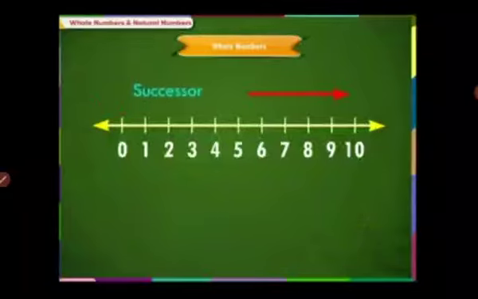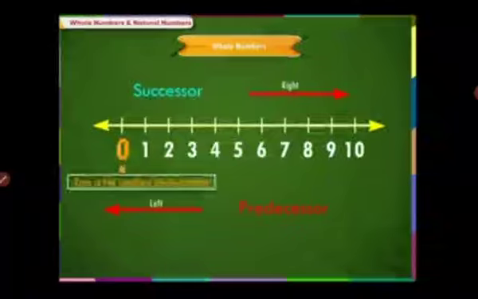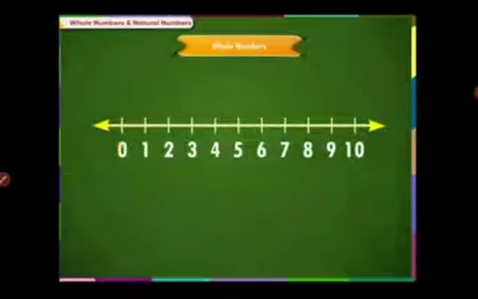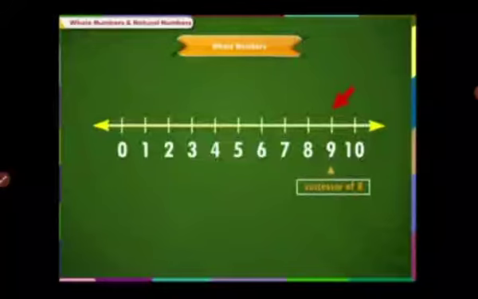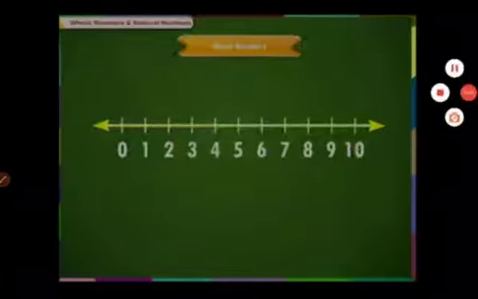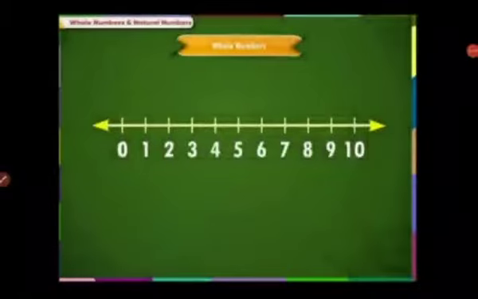The successor of a whole number lies just to the right of a number, and the predecessor of a whole number lies just to the left of a number. 0 is the smallest whole number. Each and every whole number has a successor starting from 0. For example, 1 is the successor of 0. 9 is the successor of 8. The value of whole number increases as we go from left to right in a number line, and the value of whole numbers decreases as we go from right to left.